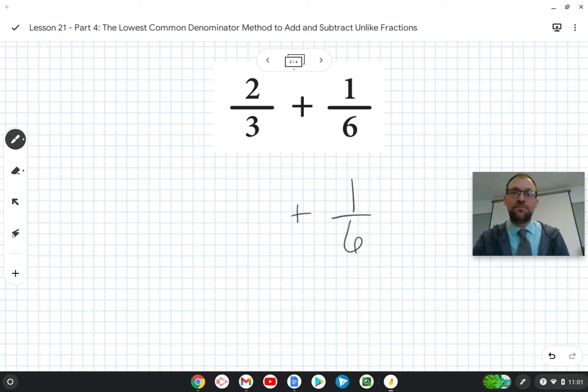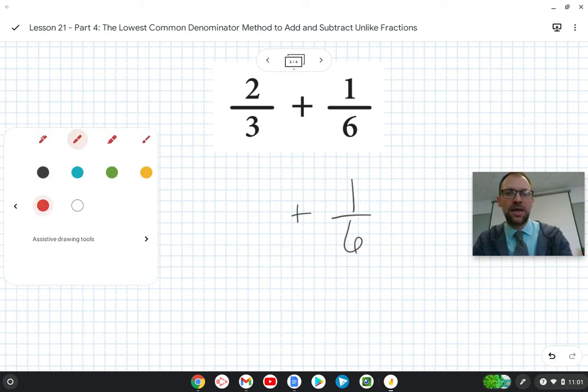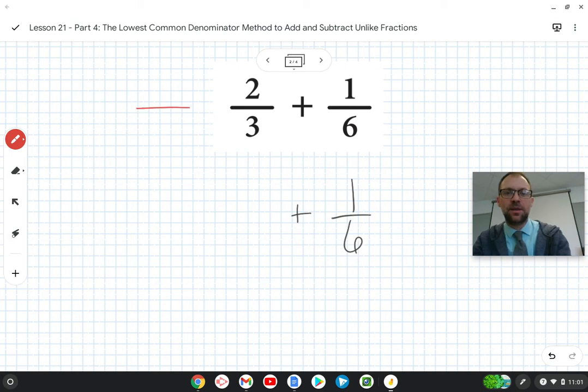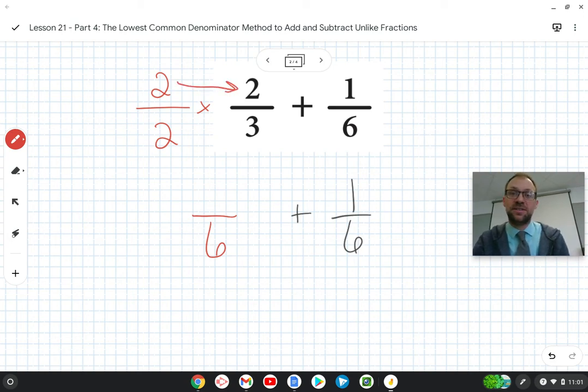And all we're left with is finding an equivalent fraction for 2/3. So let's ask ourselves, what do we multiply 3 by to get to 6? And the answer is 2. 2 times 3 is 6. And to find an equivalent fraction, we have to multiply the top number by the same. So 2 times 2 is 4.